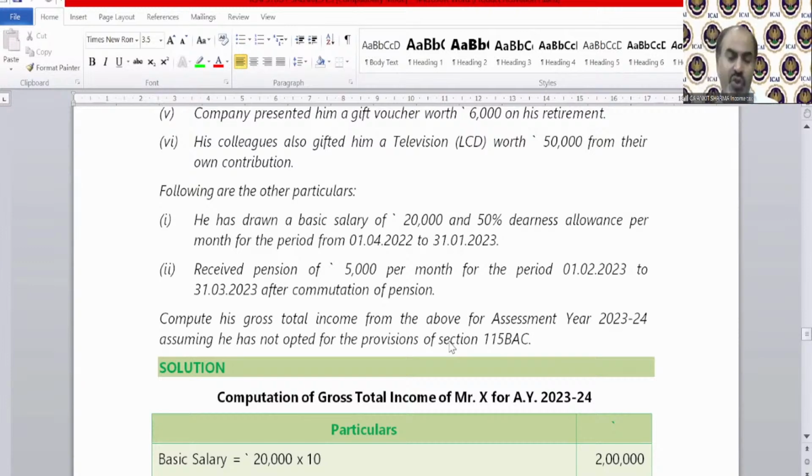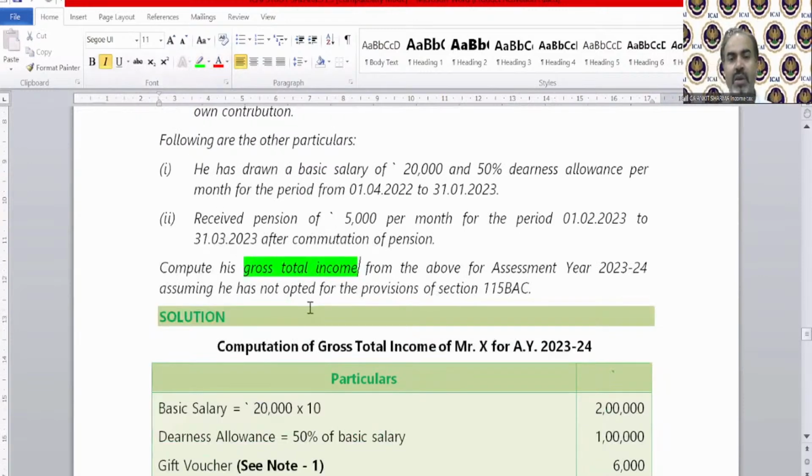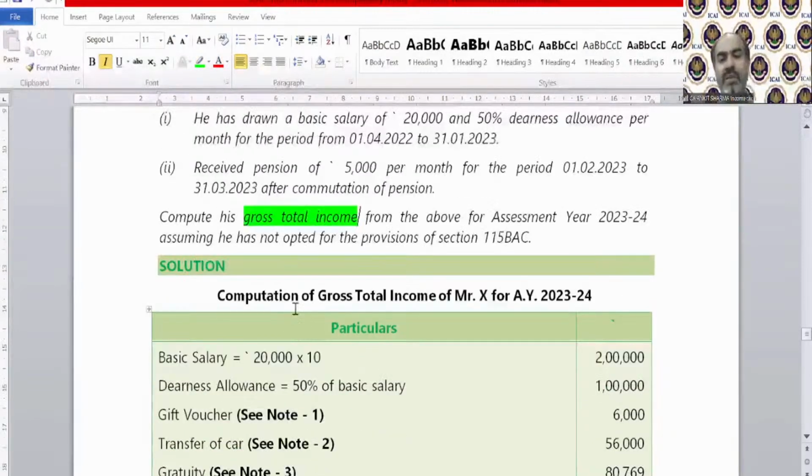So initially, when you solve any numerical under income tax, you need to use a heading, that is computation of salary income or computation of gross total income, whatever has been asked in the question. In this question it has been asked to compute his gross total income. So we will start our question with computation of gross total income of Mr. X for assessment year 23-24.